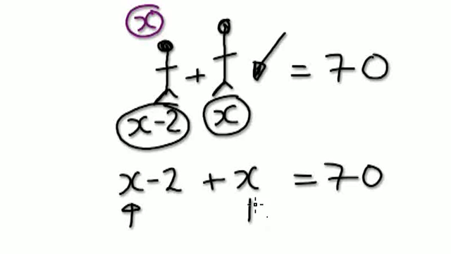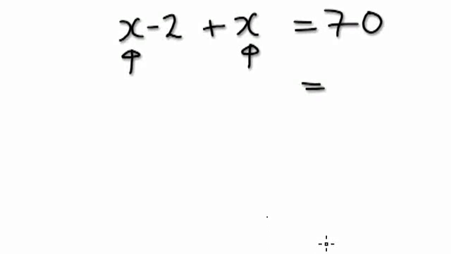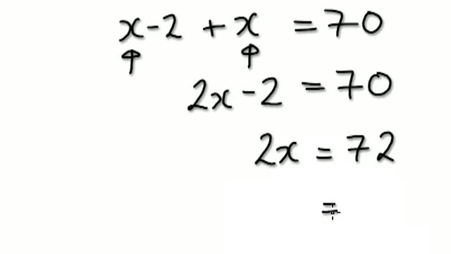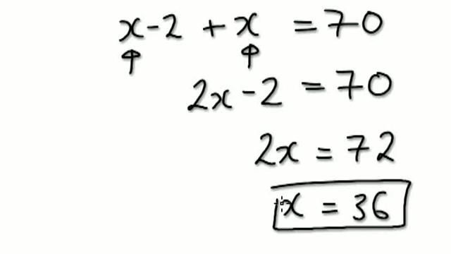Now, X plus X will be 2X, and then we've got a minus 2 here, and it should come to 70. Now kill off the 2, so add 2 to both sides. This side will be 72. Now divide both sides by 2. It will be 36. So now we're saying that X is 36.